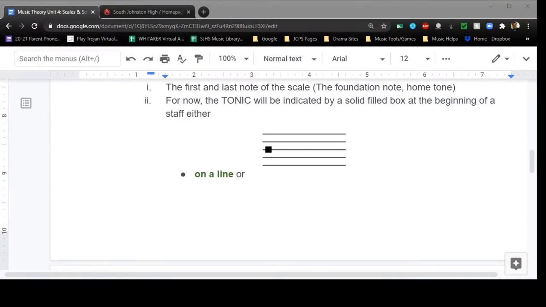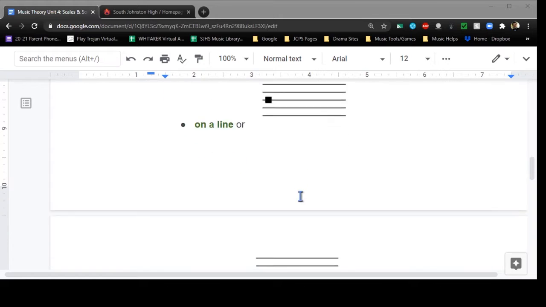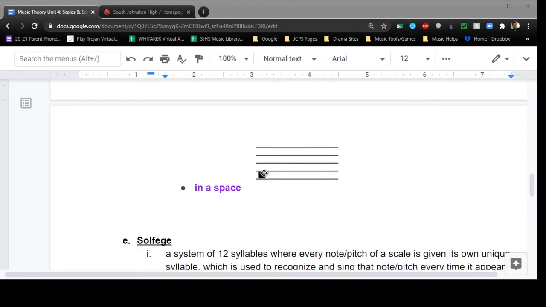So, our tonic note, the pitch that I want you to start on, will be indicated by a black box, either on a line or in a space. Either one. If you see that black box, either on a line or in a space, the pitch in that line, the pitch that I give you, will be the note that we come back to each time.